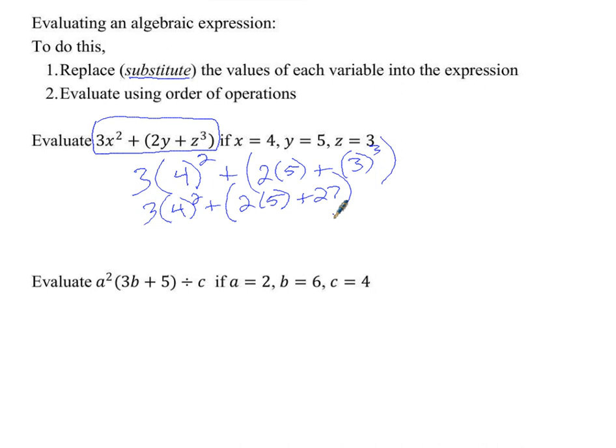All right, we're still within the grouping symbols. What comes next? Any more exponents inside the grouping symbols? No. Okay, what's next? Multiplication and division at the same time from left to right within the grouping symbol, right? Just in here. So do we have any of that? Yes, and it becomes 10. 2 times 5 is 10. So now I have 3 parentheses 4 squared plus, inside the grouping symbol, 10 plus 27.